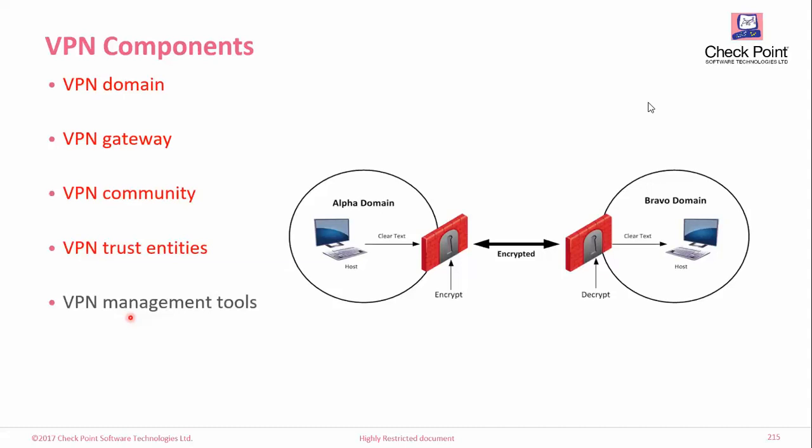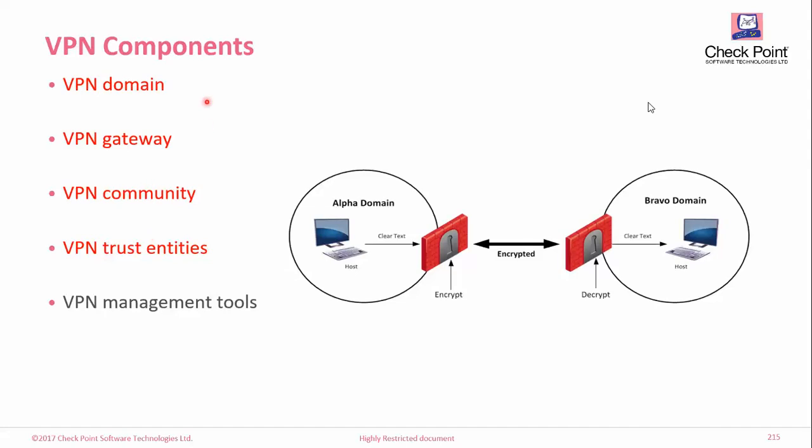Okay, now this is important for the exam. What are the VPN components? The question will say which one is not a VPN component. So it'll have something like VPN domain, VPN gateway, VPN trust entities, or community listed. I don't remember exactly which ones, but it'll have these different ones listed, and then it'll have VPN keys or VPN something else. It's not any of these items here. So the answer is the one that's not one of these. You just want to remember that for the exam.